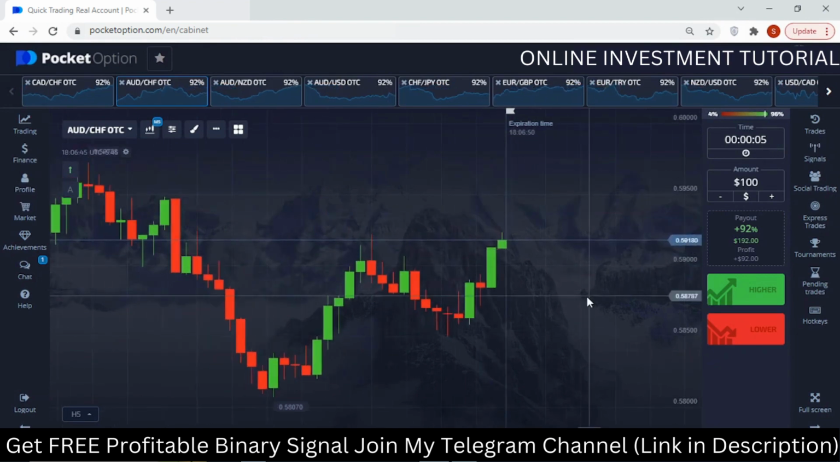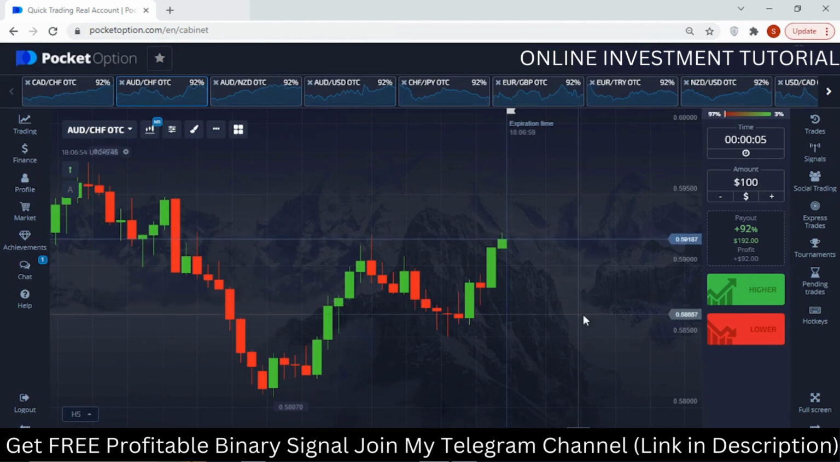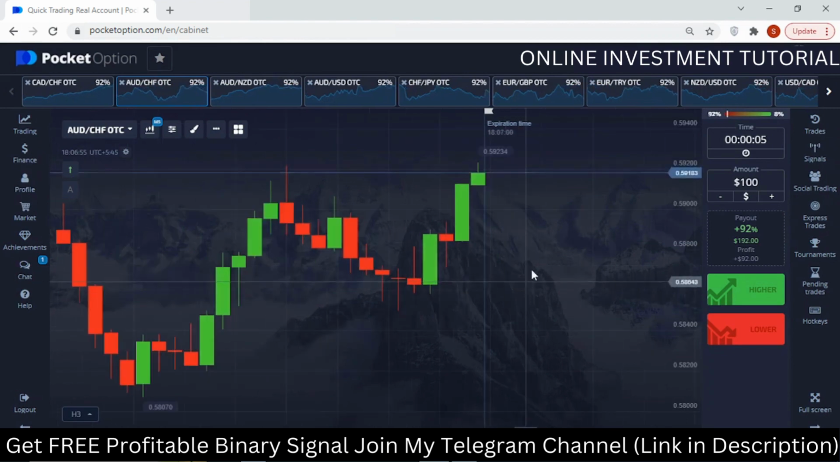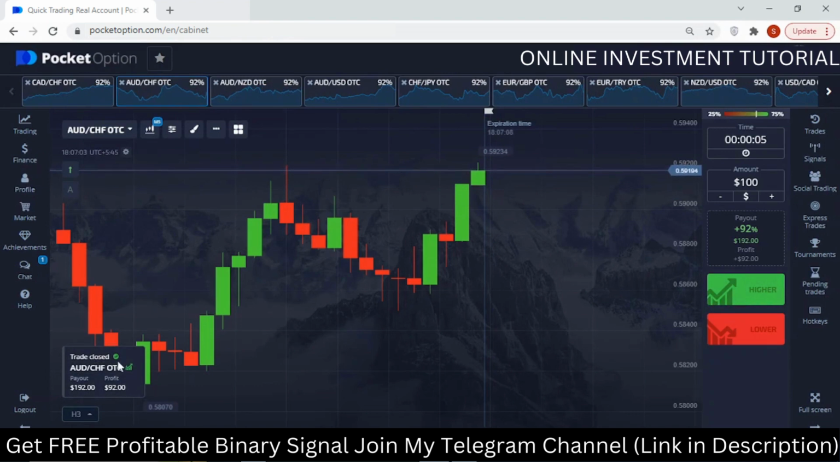Now the strategy is extremely simple. You need to take risk. This is a little bit risky strategy but also a rewarding strategy. As you can see here, this candle is going up, and then it is pulling back. Whenever a pullback happens, make a trade by clicking on higher, and then you can expect to be right in this way.